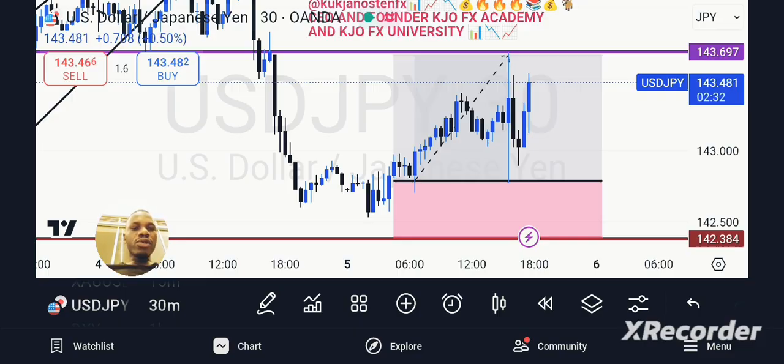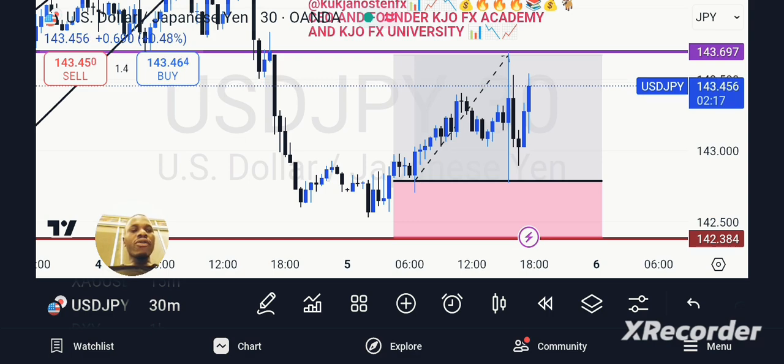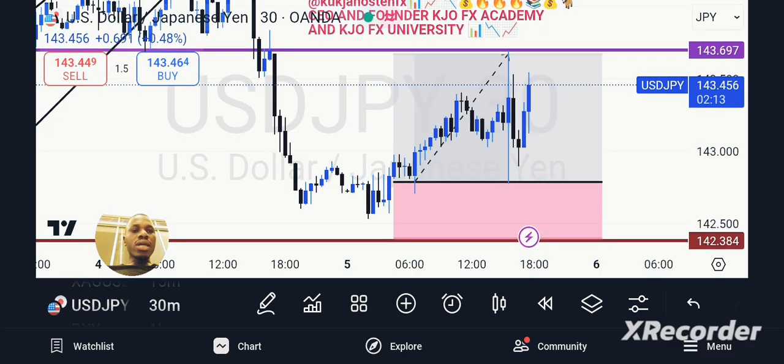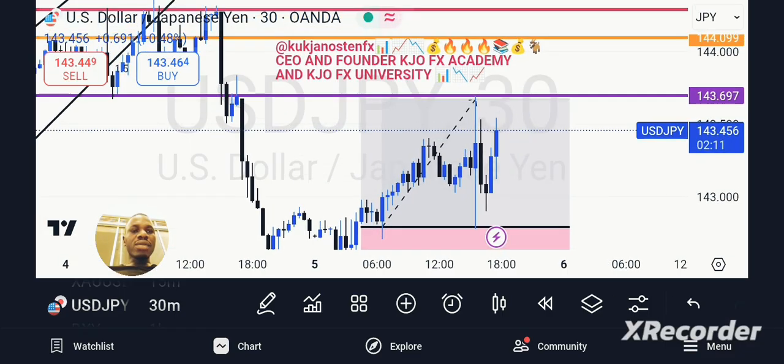To find your perfect entries, it depends on the time frame you're in. If you have entered in the 1 hour time frame, then it means that you are going to exit in the 1 hour time frame and you are going to hold for at least 1 hour. If you have entered in the 30-minute time frame, it means that you are going to hold for at least 30 minutes. Okay guys, so now this chart is a 30 minutes chart.